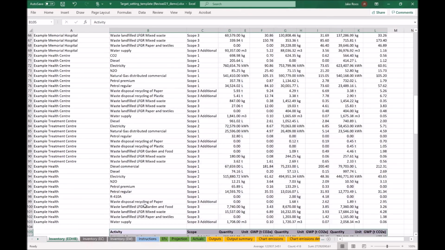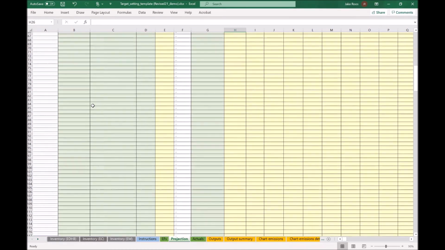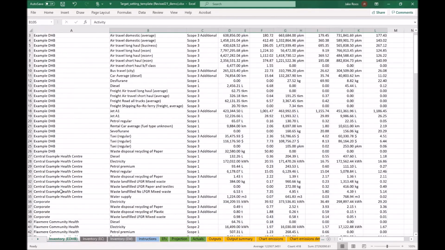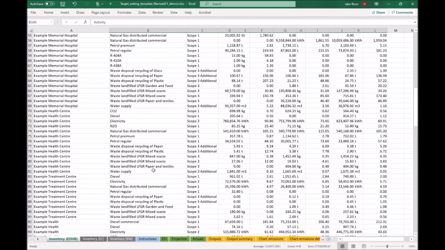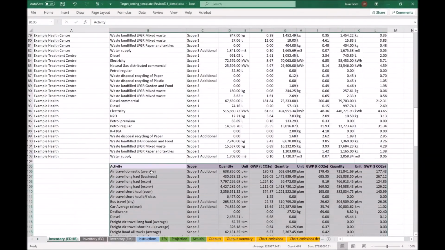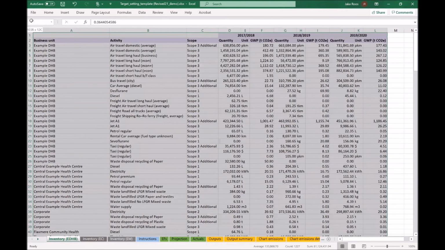However, over on the projections tab, do you really want to be simulating or projecting the emissions for each one of those 101 sources? It may not make sense to do that. Maybe it makes more sense to actually amalgamate some of these lines. Perhaps you could even go so far as to say, actually, for the purposes of target setting, I'm not interested in business unit at all. I want to combine them all together. So I'm just going to show you how to do that if you'd like to do that. And the way you do it is with a pivot table.